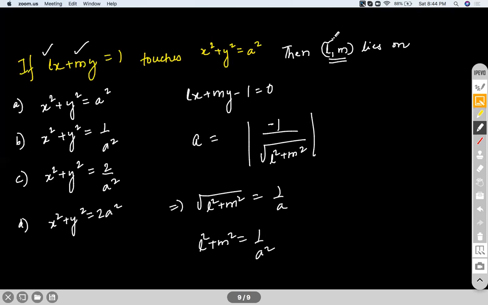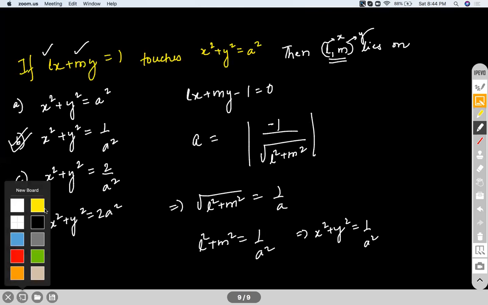So if you treat this as your X coordinate and this as your Y coordinate, it implies this L and M will satisfy this equation, which is your option number B. Getting the point? Yes, sir. Okay. Next is the concept of equation of normal to a circle.